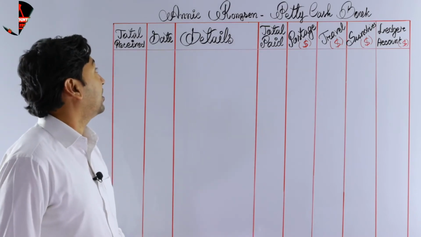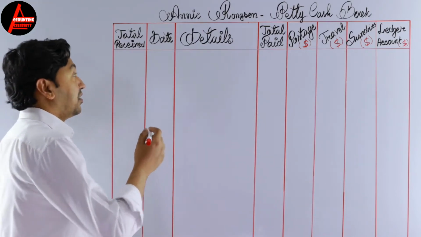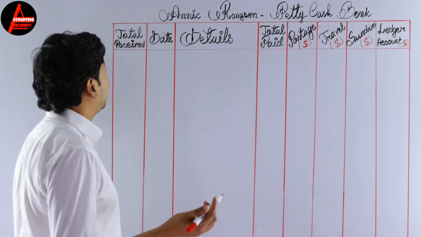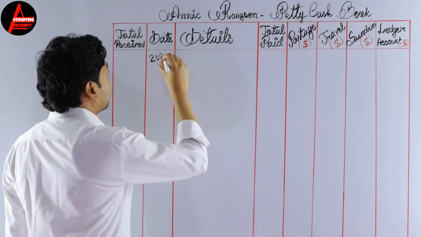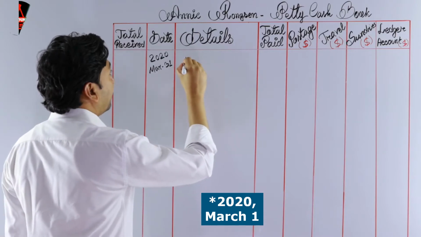So here first of all we have to write the balance. Let us write the date first. Here March, and in the question it is given 1st March 2020. Okay, we have here the opening balance.